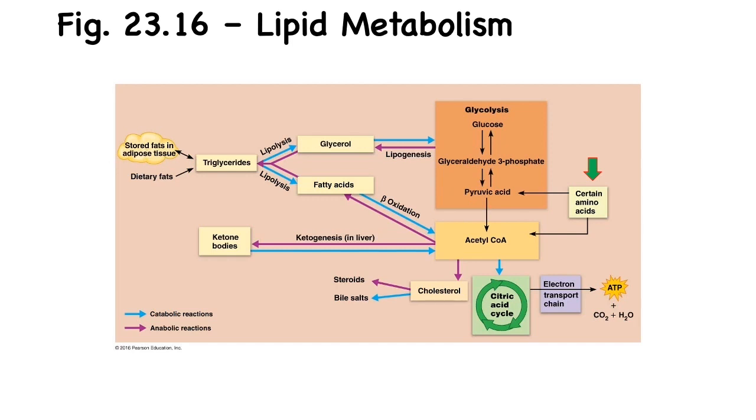In addition, some amino acids can be used to form acetyl-CoA, which can be converted into ketone bodies as an alternative energy source or enter into the citric acid cycle. So you can use amino acids to make triglycerides, and you can also use carbohydrates to make triglycerides.